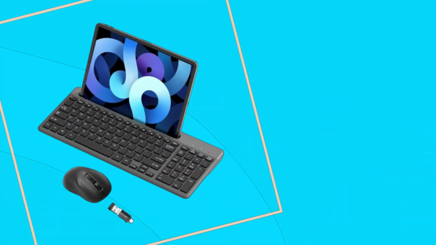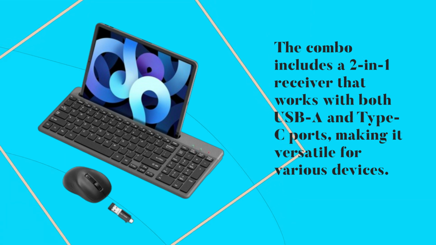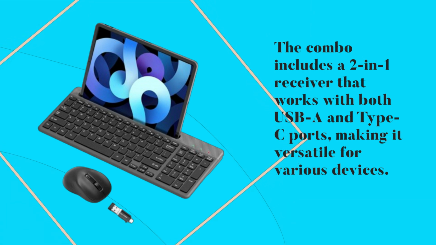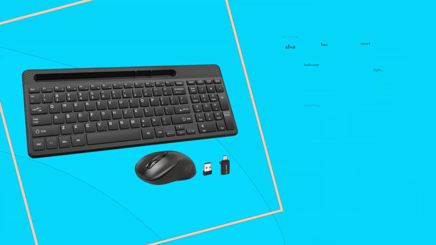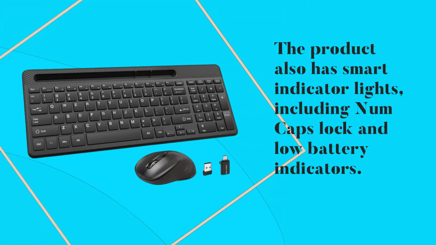The combo includes a 2-in-1 receiver that works with both USB-A and Type-C ports, making it versatile for various devices. The product also has smart indicator lights, including num lock, caps lock, and low battery indicators.